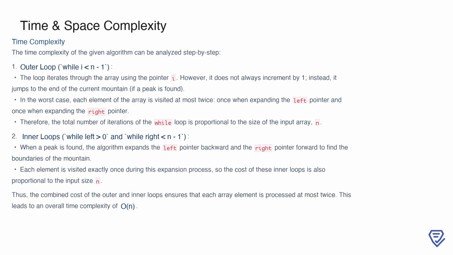Next, the inner loops come into play. When a peak is found, the left pointer moves backward and the right pointer moves forward to determine the boundaries of the mountain. Each element is visited once during this process. Combining the behavior of both the outer and inner loops, we can conclude that each element is processed at most twice, resulting in an overall time complexity of O(n).